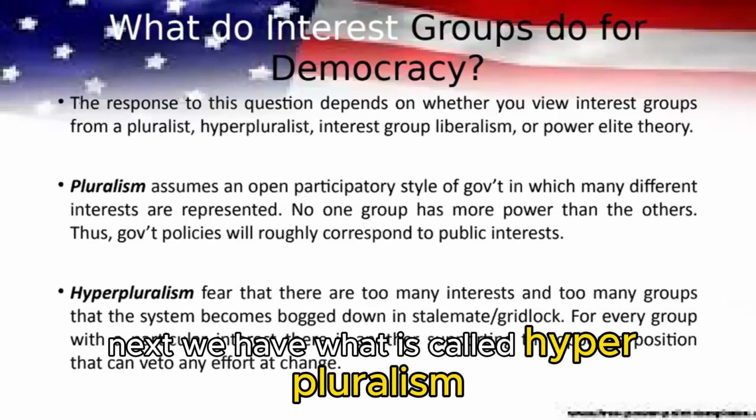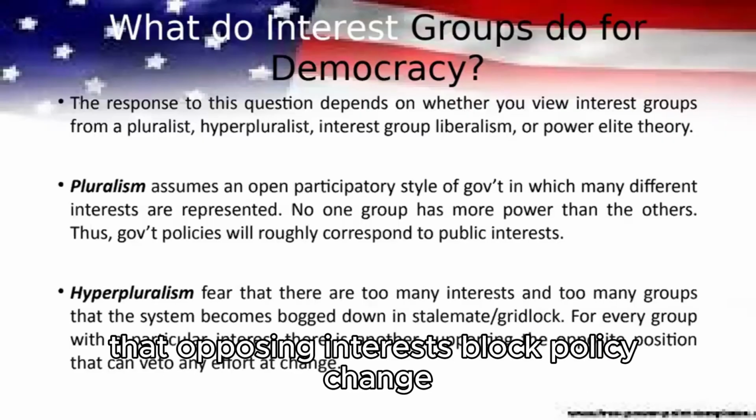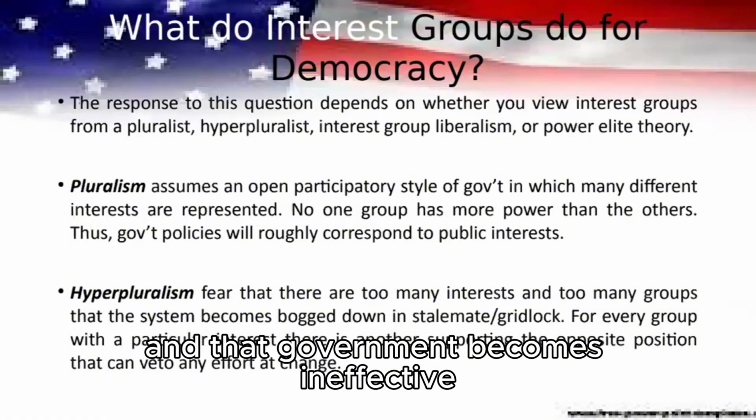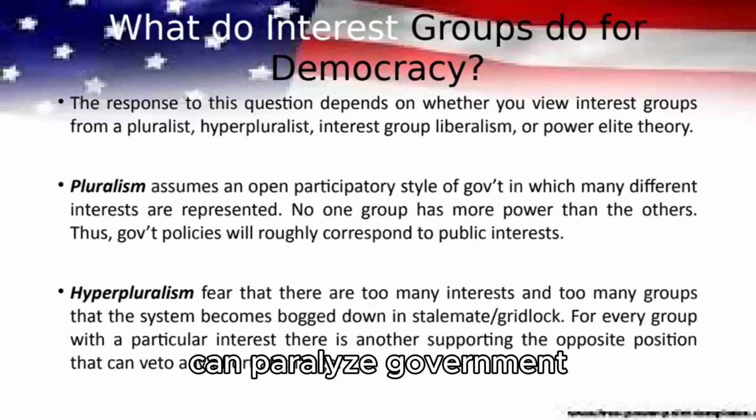Next, we have what is called hyperpluralism. Now, hyperpluralists argue that too many groups create gridlock, that opposing interests block policy change, and that government becomes ineffective. Therefore, they argue that excess competition among these groups can paralyze government.